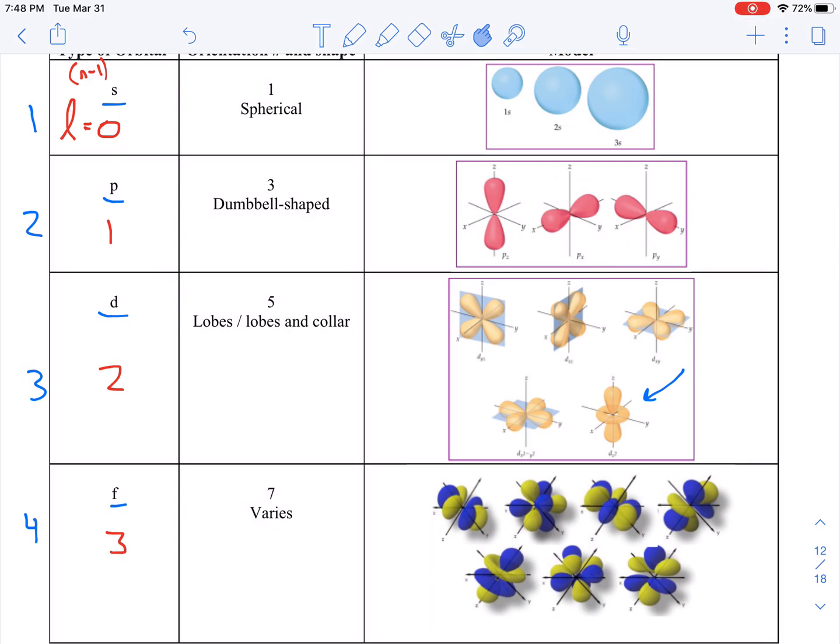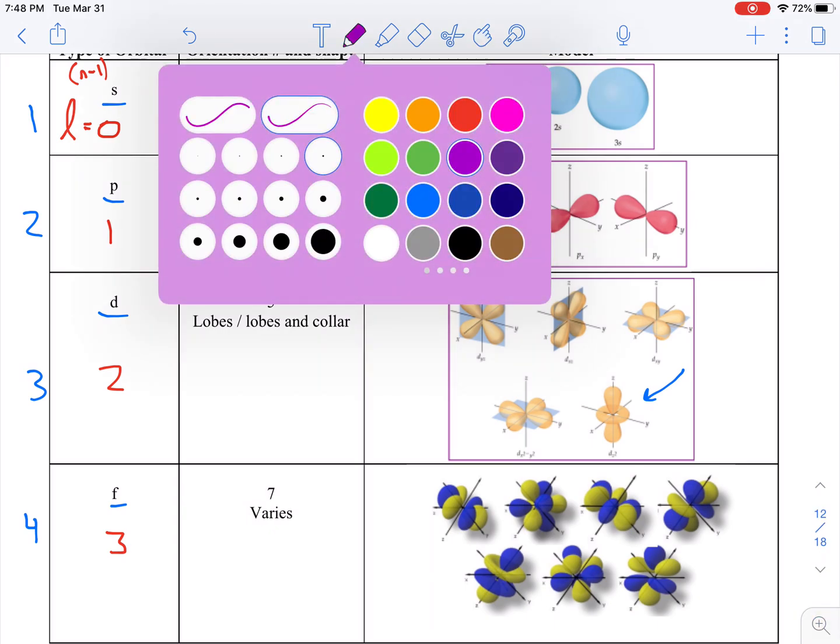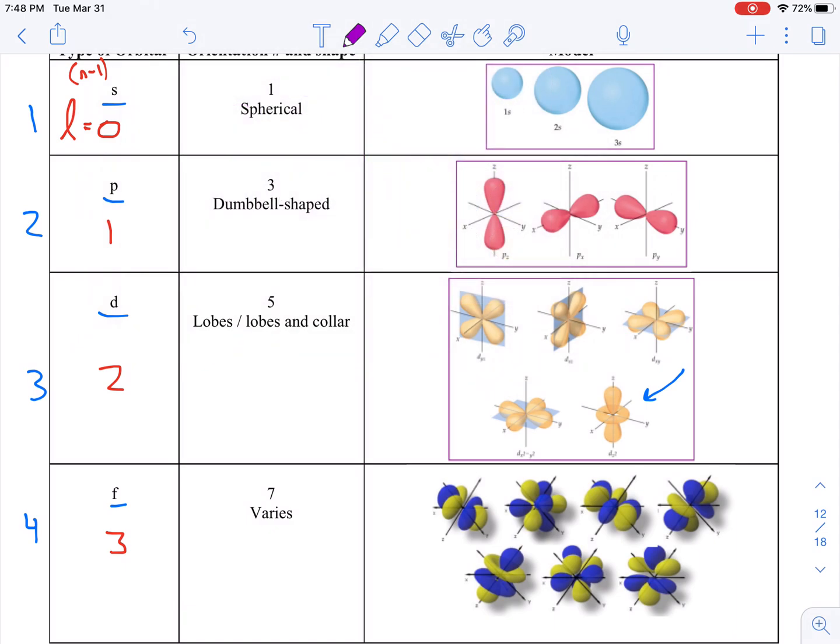And then the next thing we did was M sub L. So let's make M sub L, I don't know, purple. M sub L corresponds with a number of orientations. And so we said for spherical things, there's only one orientation. So we just have this 0 orbital, because whatever way you spin that, it always looks the same.